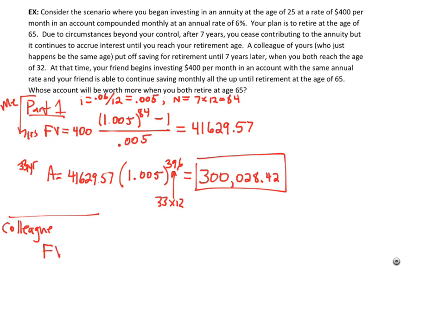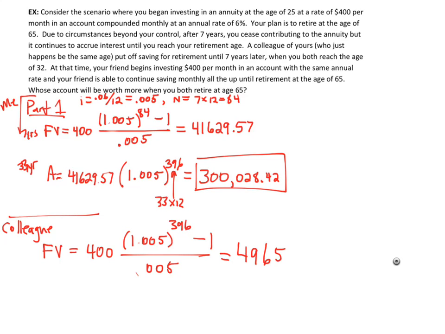Now, for this last part, we're going to consider what happened to my friend. The colleague put $400 in there 396 times, and it accrued interest over that entire period and ended up with $496,576.88.